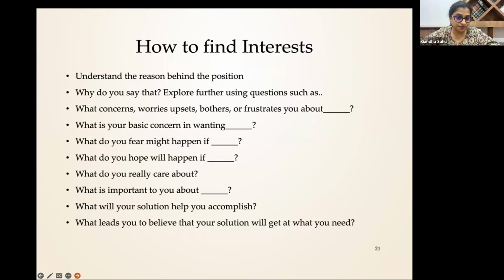Go deeper in that. What do you hope will happen if? Now, we are not just exploring fears. We are also exploring hope. What do you really care about? What is important to you about this? So we'll have exercises where we have specific examples and we will look into it. I'm just giving you questions for now. What will your solution help you to accomplish? What leads you to believe that your solution will get at what you need?